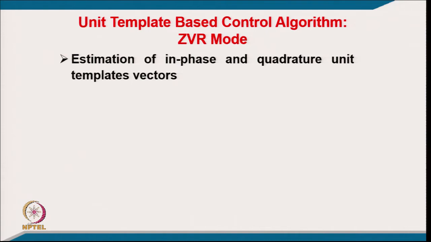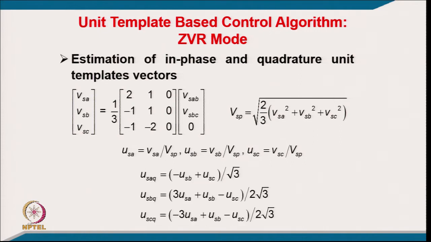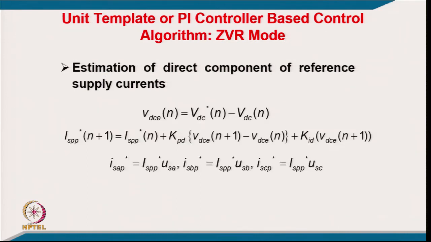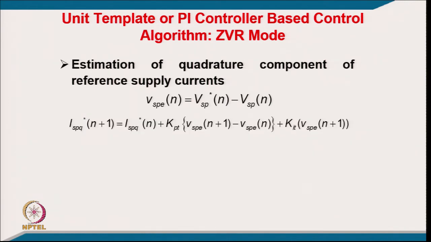In this case also we can estimate a quadrature unit template. So, first from the 2 line voltages we get the phase voltage, then we get the amplitude, then we get the in-phase template, then we get a quadrature template which is 90 degrees from the in-phase template, and then we have an estimation of the direct component from the DC link voltage controller, and then we have the direct phase components, all 3 instantaneous phase components, then we have a quadrature component from the PCC voltage regulator on the amplitude of PCC voltage and a PI controller.